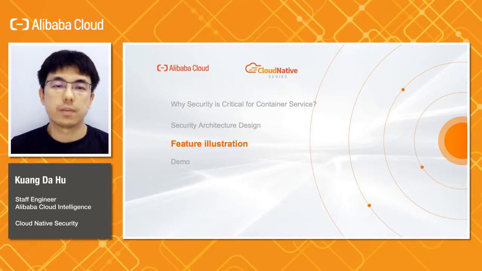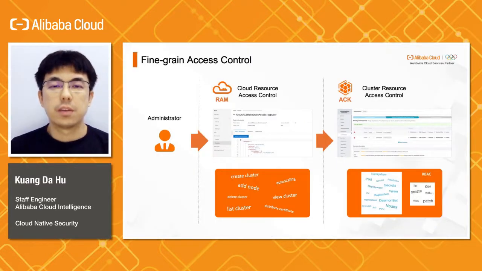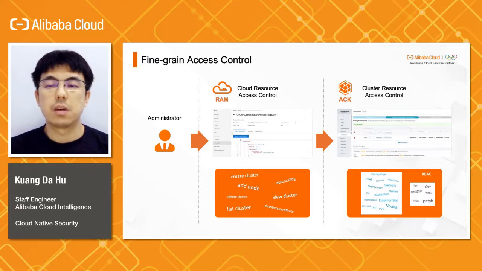Okay, this part is a feature illustration. Let me show some more details on our security features. The first feature is fine-grained access control. We support both access control on cloud resources in the management layer and Kubernetes cluster resource access control in the data layer. The administrator could easily authorize one RAM sub-account on the console with our preset RAM cluster role template, and we also support customized cluster roles and binding.